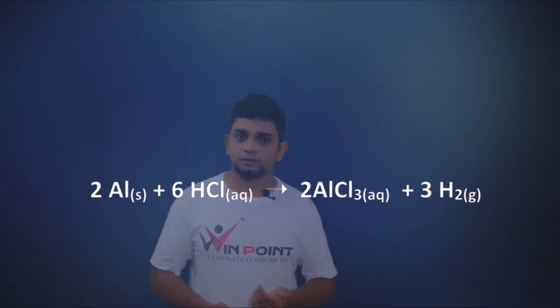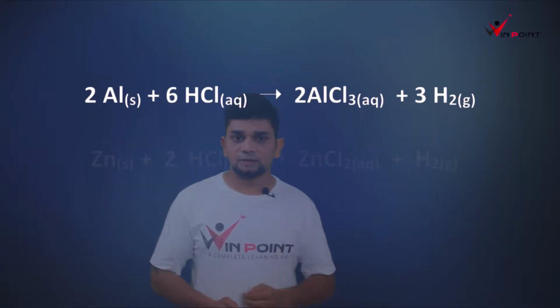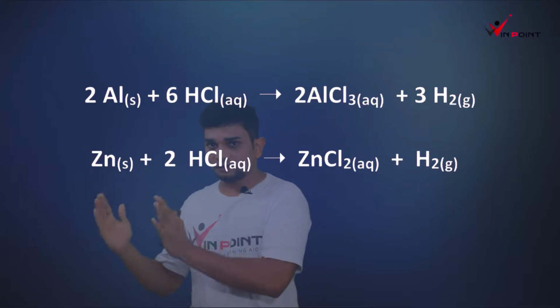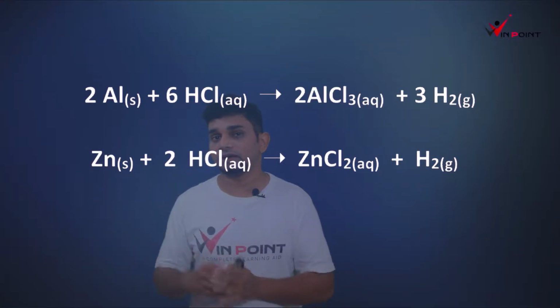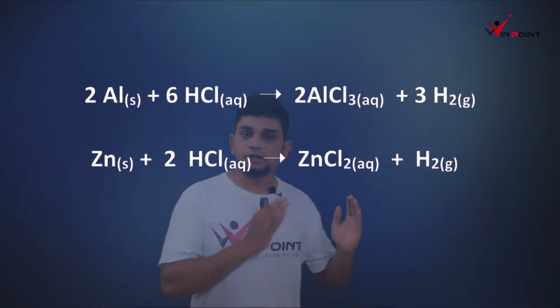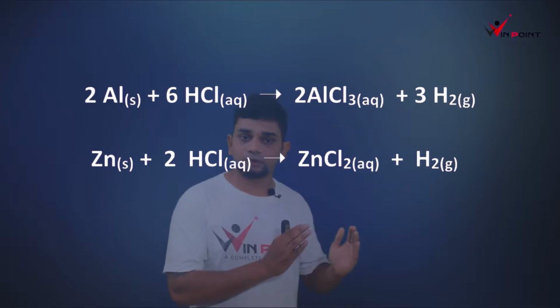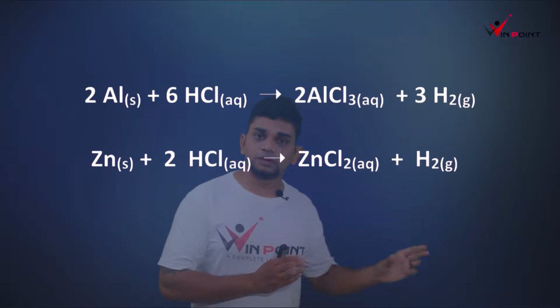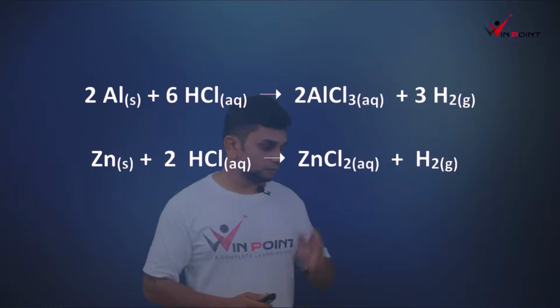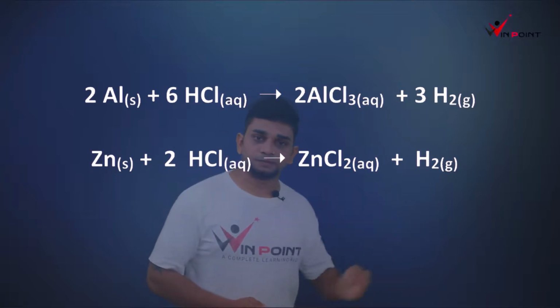Then what about the next metal? If we consider another metal, zinc plus HCl. So what will be the product? If it is aluminium, it will be aluminium chloride. If it is zinc, it will be zinc chloride, ZnCl2 plus H2. H2 is a common factor. So the reaction is Zn plus 2HCl gives ZnCl2 plus H2.